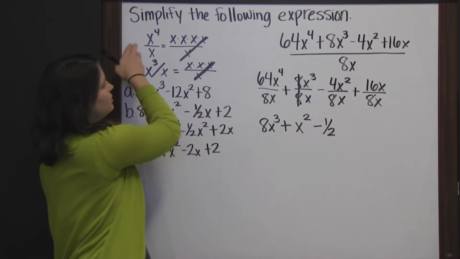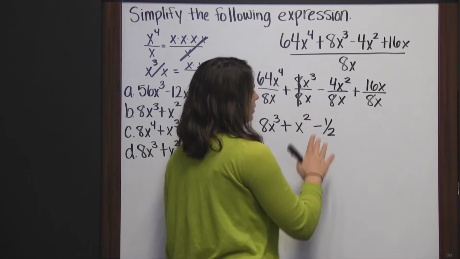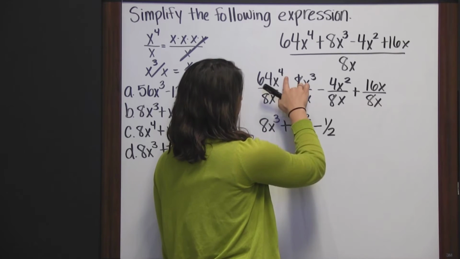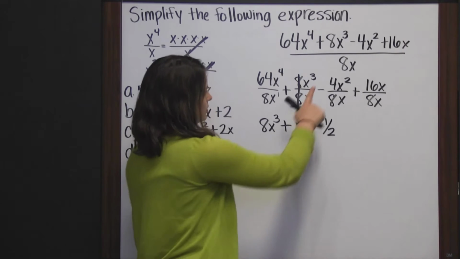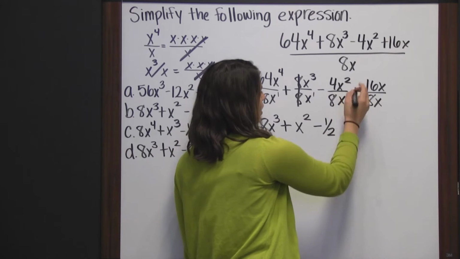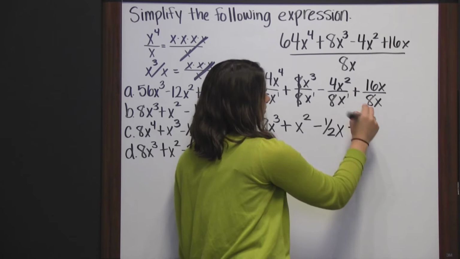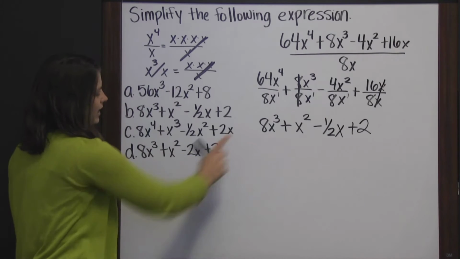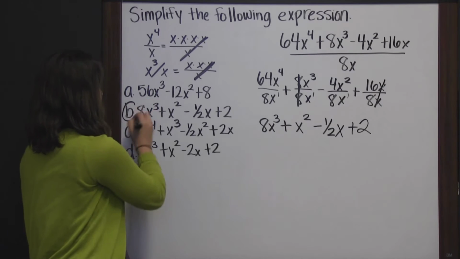And then x squared divided by x. You may have noticed from these two examples before that when we divide by x, or really when we divide at all, what we're doing is subtracting the exponents. So x to the 4th minus x to the 1st, or x to the 4 minus 1, x cubed. So here we have x to the 3 minus 1, x squared. So now we have x squared minus 1, or just x, plus 16 divided by 8 is 2, and x divided by x is 1. So our answer is 8x cubed plus x squared minus 1/2 x plus 2, which is answer B.